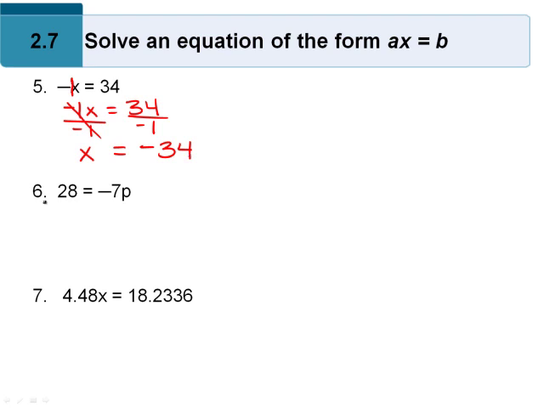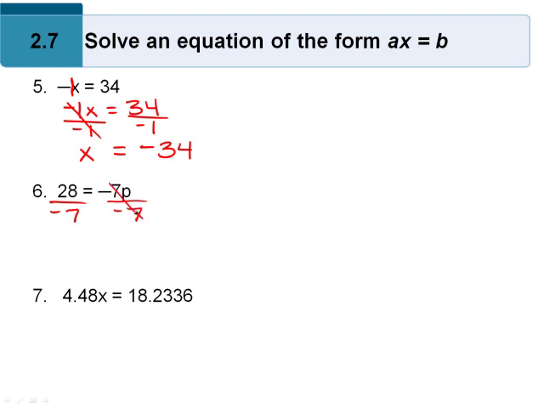Now look at number 6. It looks kind of crazy because the variable's on the right-hand side of the equal sign. The p is on the other side. So the coefficient that you want to get rid of is negative 7. So you're going to divide by negative 7 on both sides.